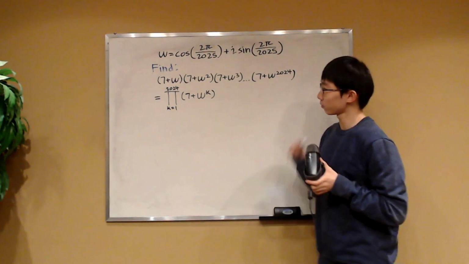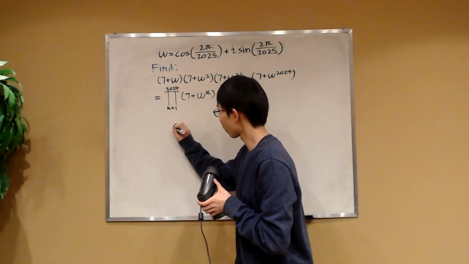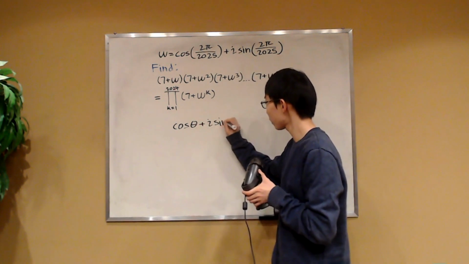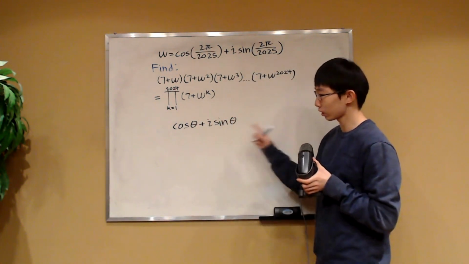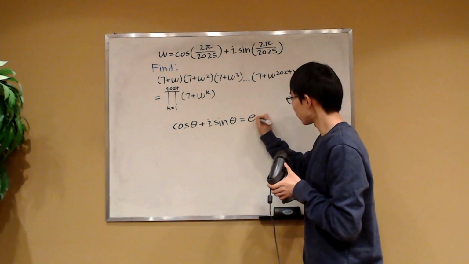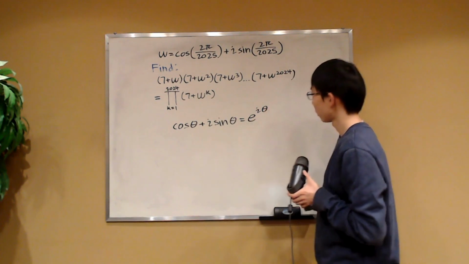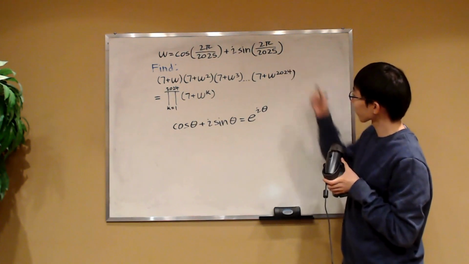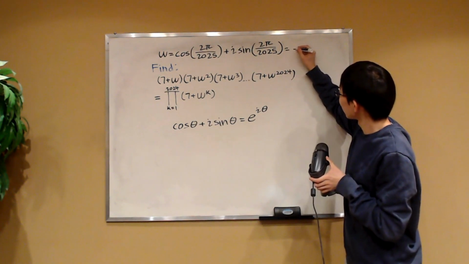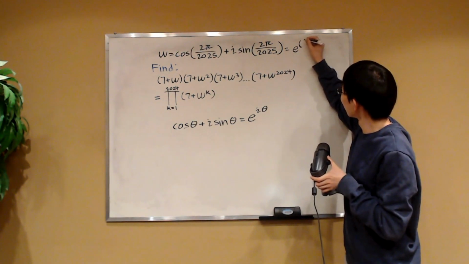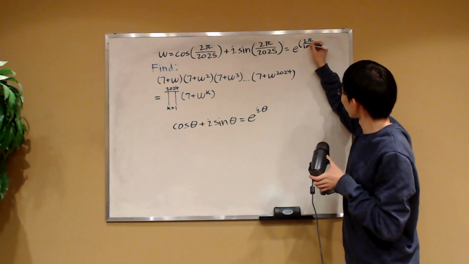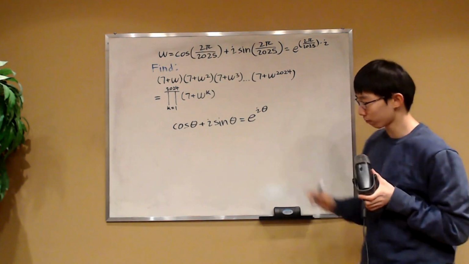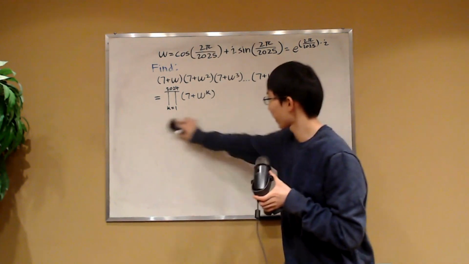Well, firstly, note that when we have a complex number in the form cosine theta plus i sine theta, then it can be shown that this is equal to e to the i theta, where of course this i is still the square root of -1. So this complex number is simply equal to e to the 2 pi over 2025 times i. Okay, so we have made our complex number a bit more compact.